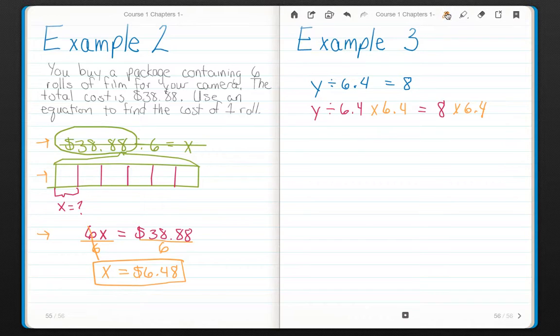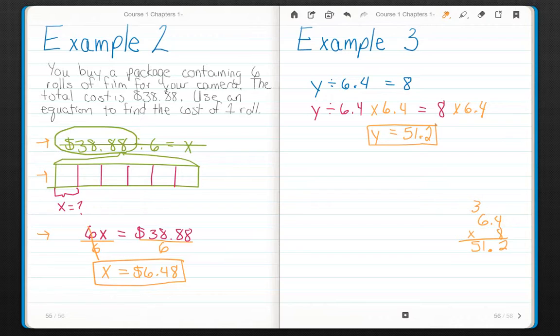So I am left with y equals, go over to my scratch paper, 6.4 times 8. 4 times 8 is 32. 6 times 8 is 48, 49, 50, 51. I have 1 decimal in my problem, so I need 1 decimal in my answer. So y equals 51.2.